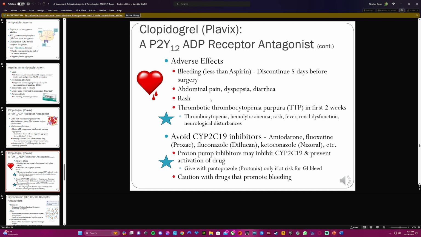You want to avoid CYP2C19 inhibitors, such as amiodarone, fluoxetine or Prozac, fluconazole or Diflucan, ketoconazole or Nizoral, and so on. Proton pump inhibitors may also inhibit CYP2C19 and prevent activation of the drug. You want to give with pantoprazole, Protonix, only if at risk for a GI bleed, and use caution with drugs that promote bleeding.